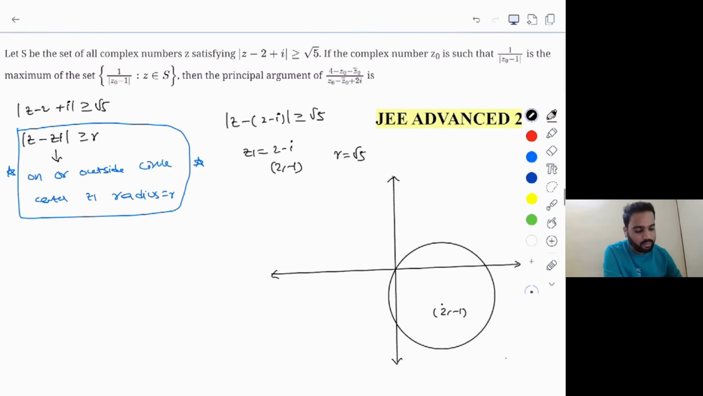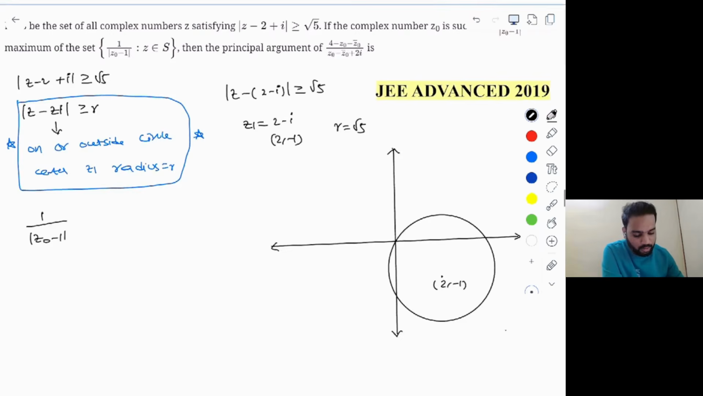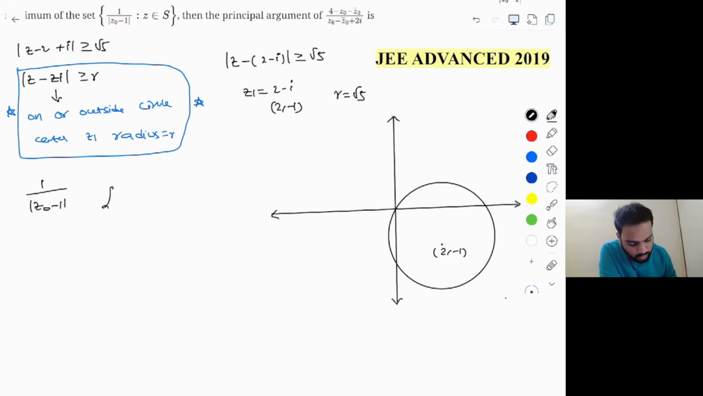Now let's go to the next part of the question. If the complex number z naught is such that 1 divided by modulus of z naught minus 1 is the maximum of the set 1 by mod z minus 1, where z belongs to capital S here. Okay. So if you look at that set here, the set containing 1 divided by modulus of z minus 1 such that z belongs to capital S.